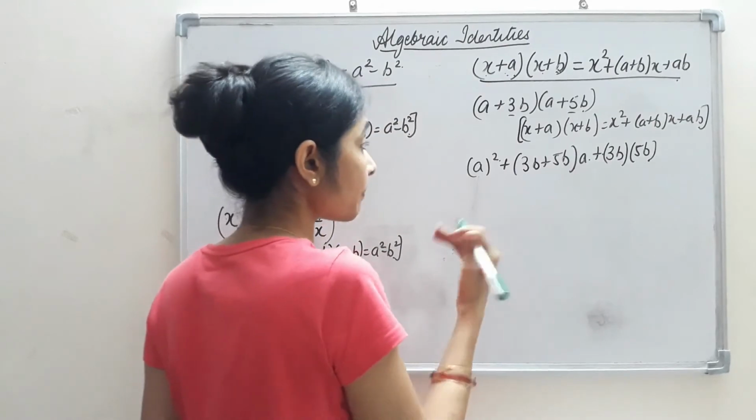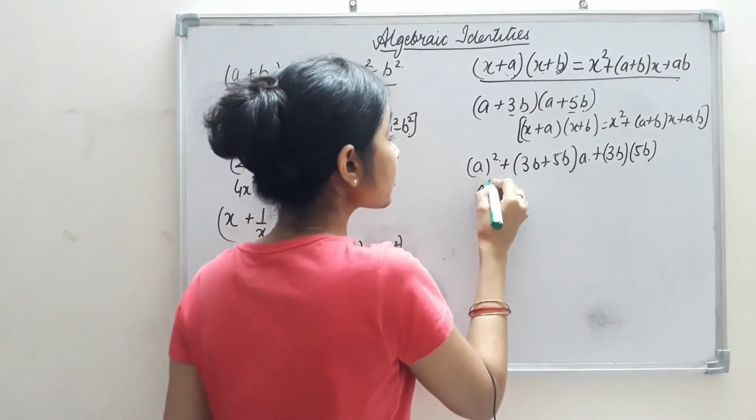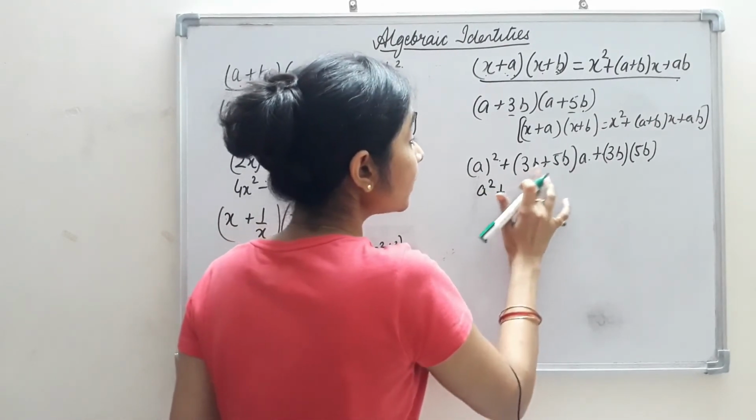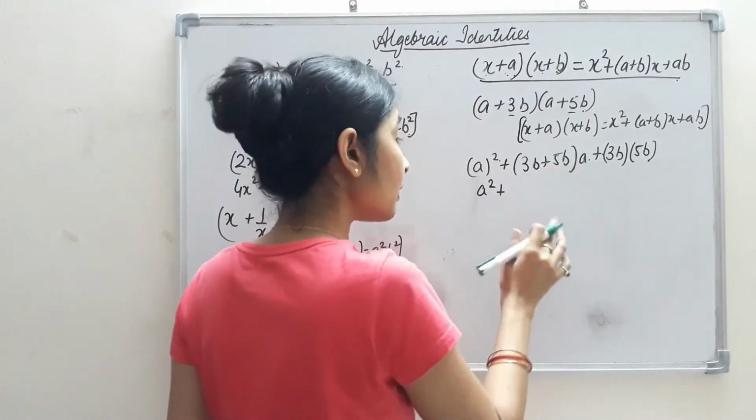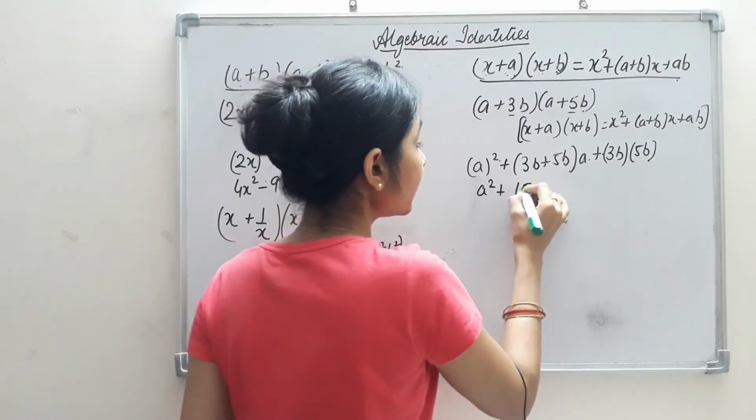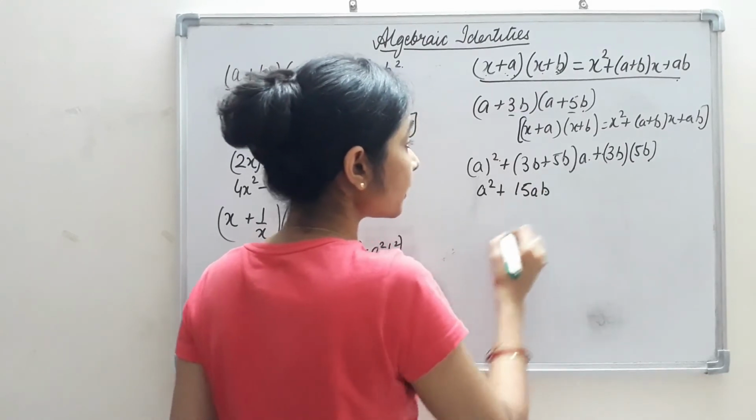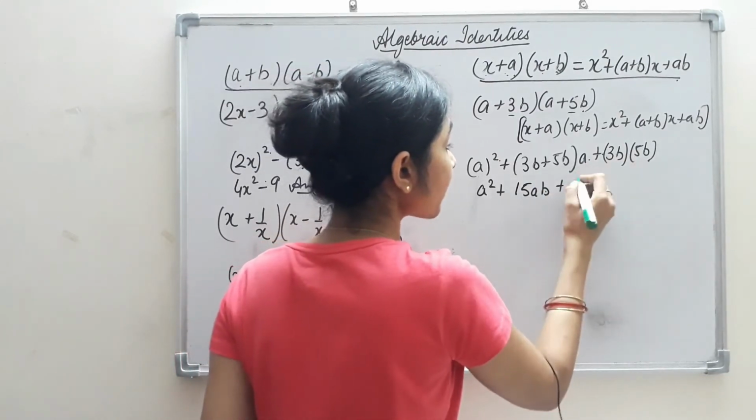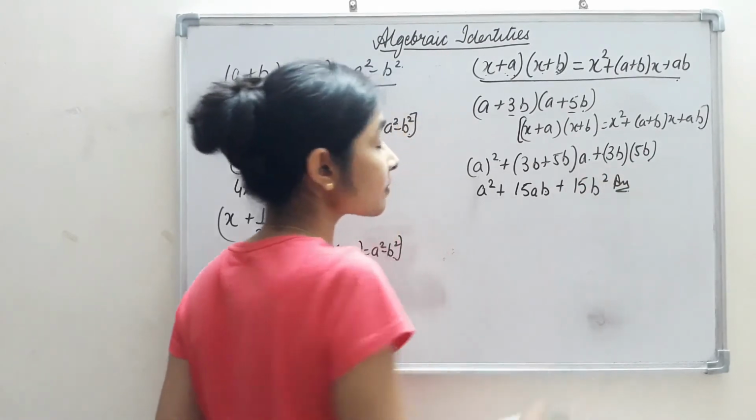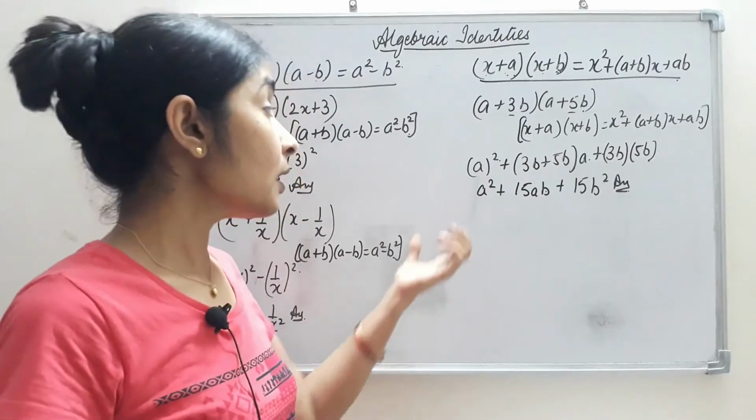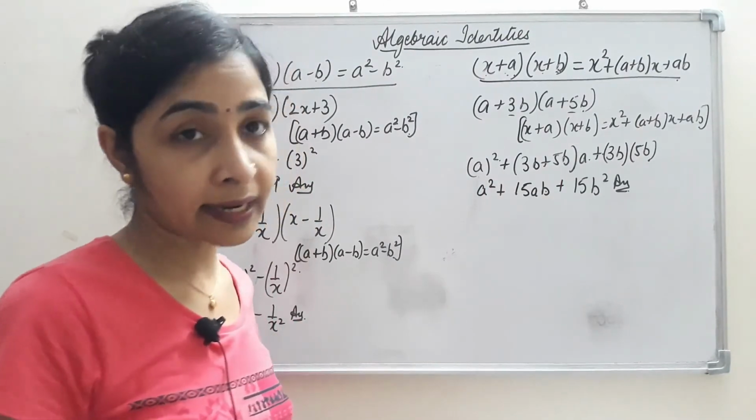Now let us combine the like terms: a square plus, 3 5s are 15, b multiplied by a, so 15ab we'll get as the middle term, plus 3 5s are 15, b square. That is the final answer. We can't simplify it further because there are no like terms which we can add or subtract.